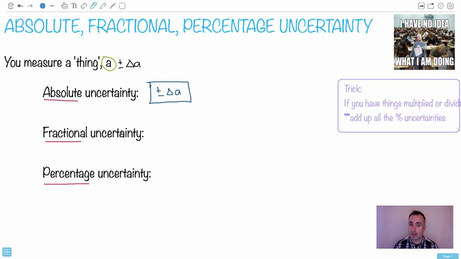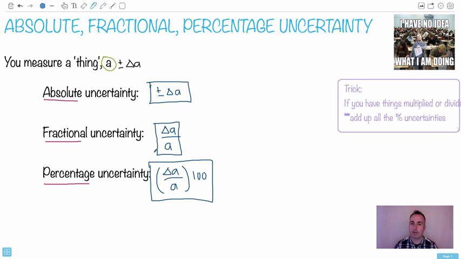Whereas the fractional uncertainty, hopefully that'll tell you a lot more about it. Fractional implies a fraction. So in order to do that, you can figure it out. The fractional uncertainty will simply be the uncertainty on your measurement A, divided by A itself. That's how you find the fractional uncertainty. Now the percentage uncertainty is just like the fractional uncertainty, except you multiply by 100. That's it. So we have delta A over A, times 100, and that's how we find the percentage uncertainty.